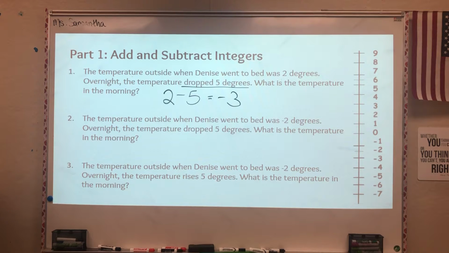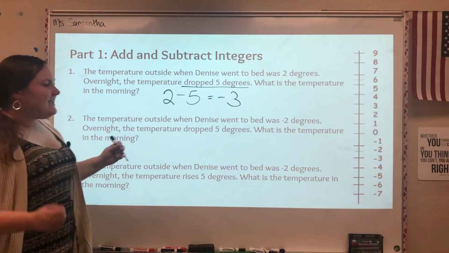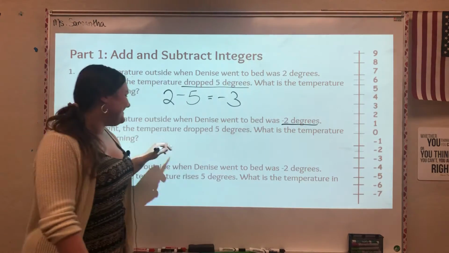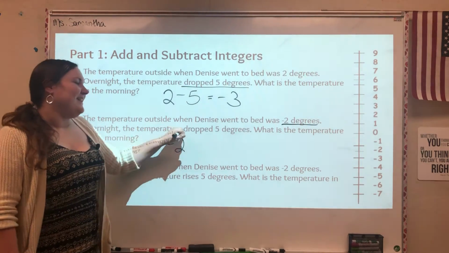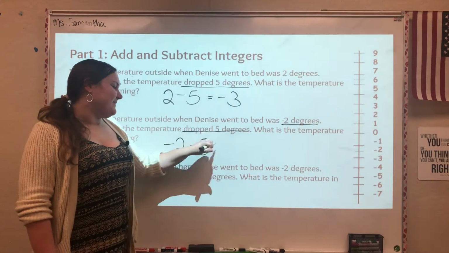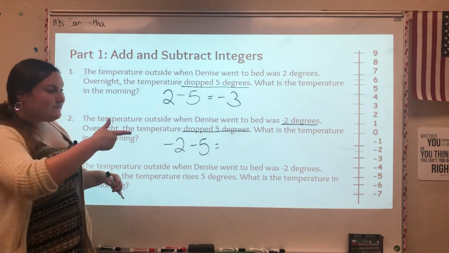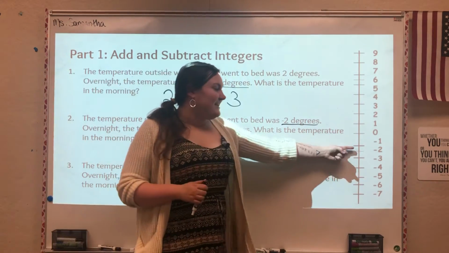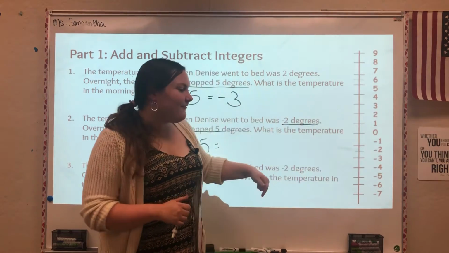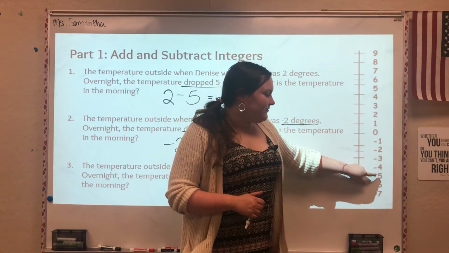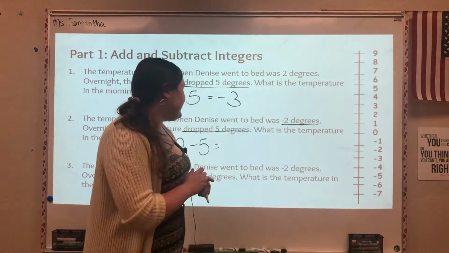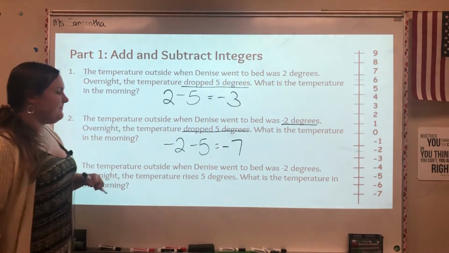So for number 2, we've got the temperature outside when Denise went to bed was -2 degrees. Overnight, the temperature dropped 5 degrees. What was the temperature in the morning? Same idea, except now this time it's -2 degrees. So we've got -2. It dropped 5 again, which is -5. You could also do this one with the number line if you like. It's starting here in the -2 and it's dropping 5. So it's going 1, 2, 3, 4, 5. That leaves us with a -7.